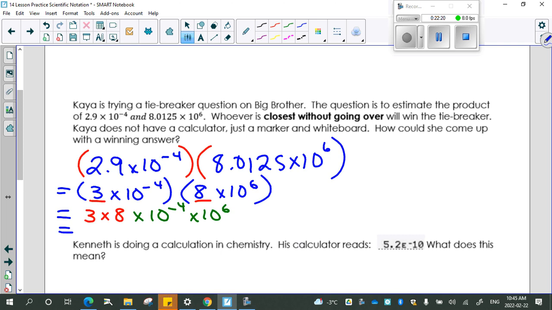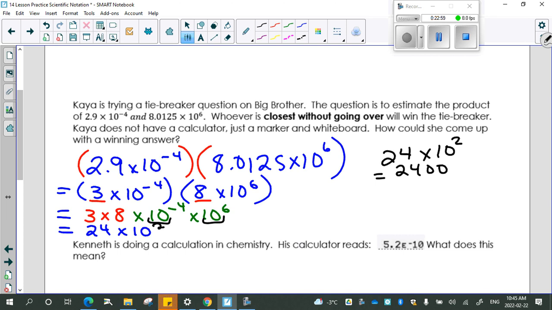So 3 times 8 is 24 times 10 to the power of, well, what do you do when you multiply powers with the same base? Keep the base and add the exponents. So negative 4 plus 6 is 2. So Kaya is probably going to know what 24 times 10 squared is, right? 2,400. 24 times 100, 2,400. But she doesn't want to go over, so what might her guess be?